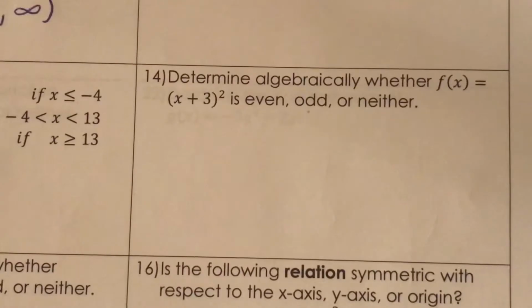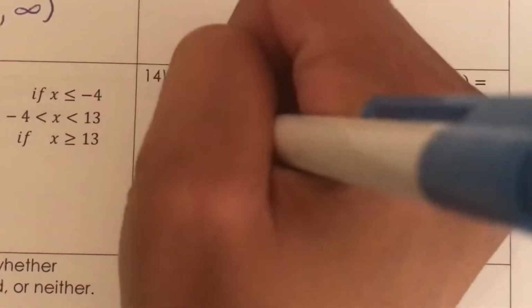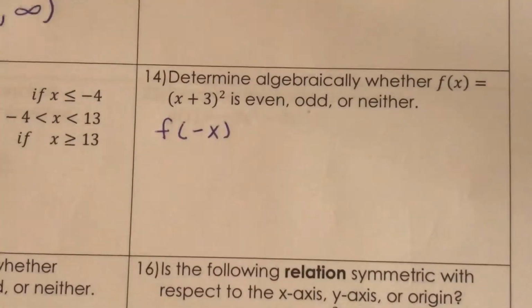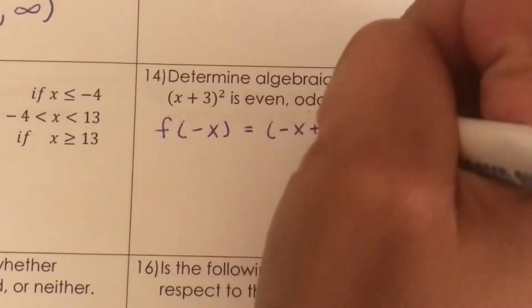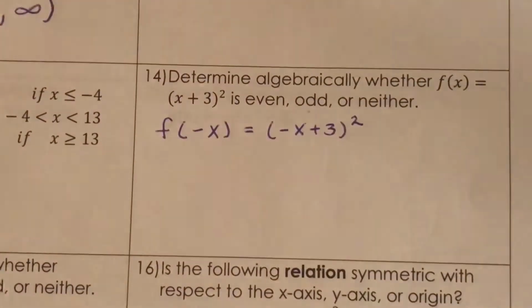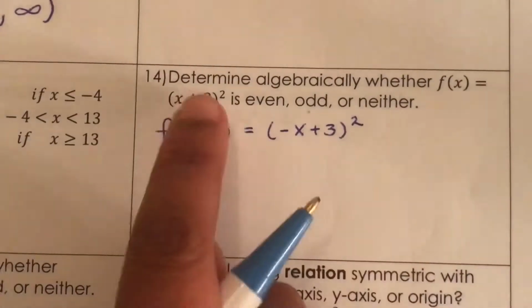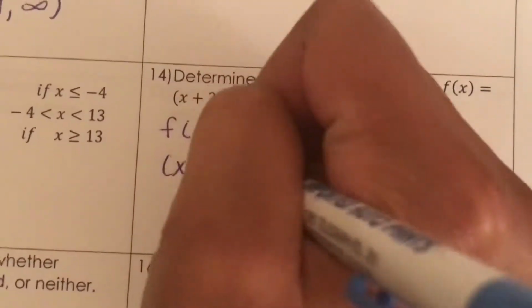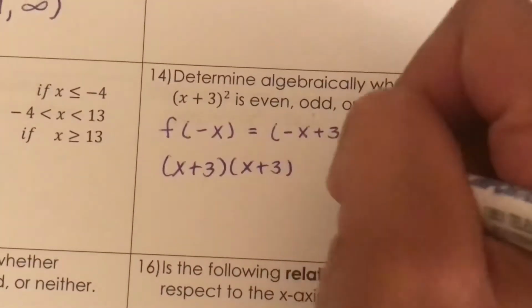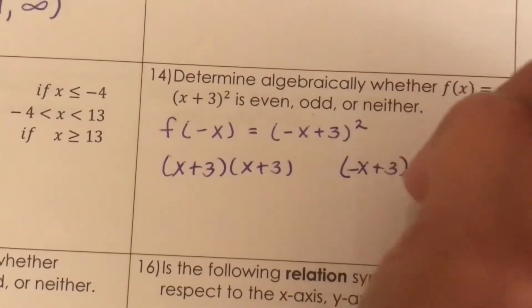In 14, it says determine algebraically whether f of x equals (x plus 3) squared is even, odd, or neither. So I'm going to do f of negative x, and that's going to give me (negative x plus 3) squared. It's kind of hard to tell, so I'm going to FOIL out both of these, or multiply those out. So that's (x plus 3) times (x plus 3) versus (negative x plus 3) times (negative x plus 3).